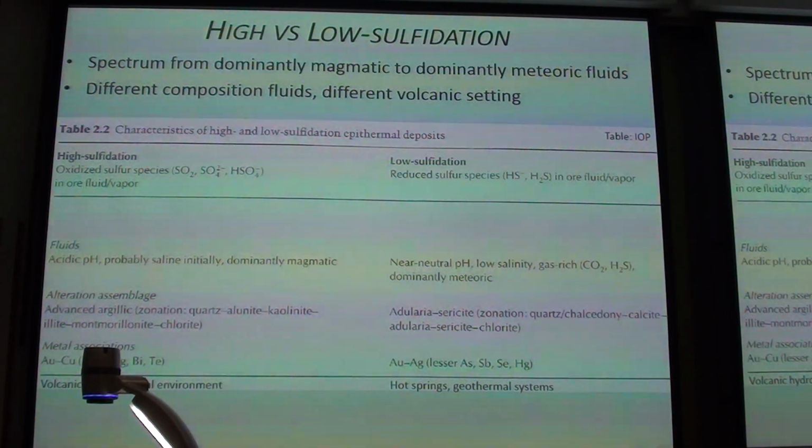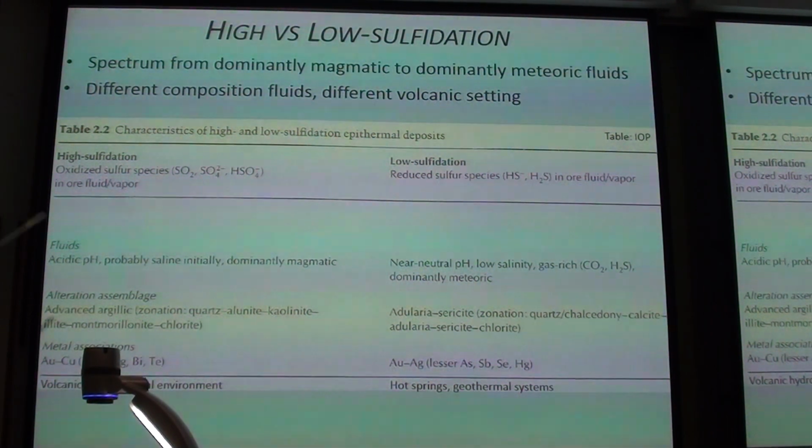As I said, in high sulfidation, the fluids do not interact to a large extent with meteoric water, and so they retain the acid character and high salinity, whereas in low sulfidation, we have fluids that interact with meteoric water, so the pH is neutralized and the salinity reduces due to mixing.